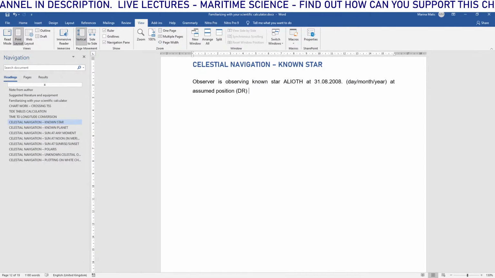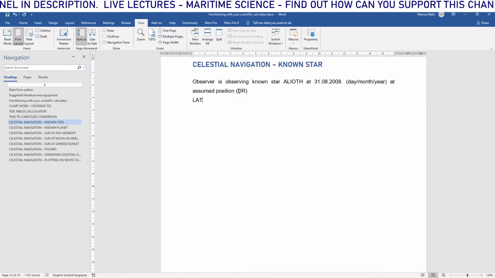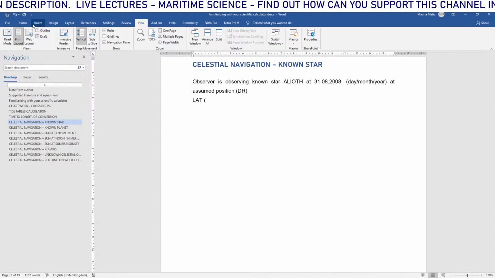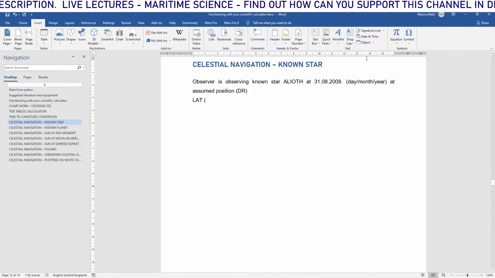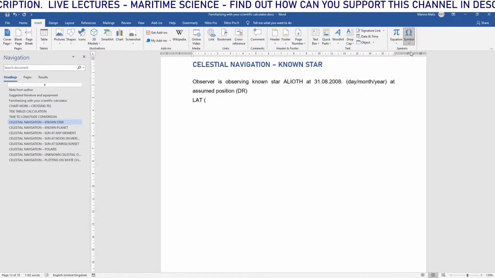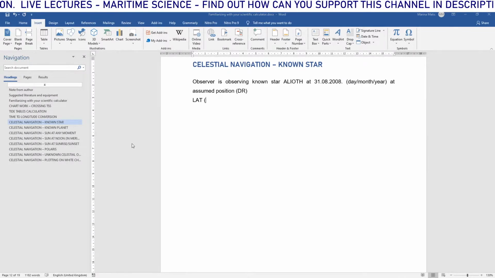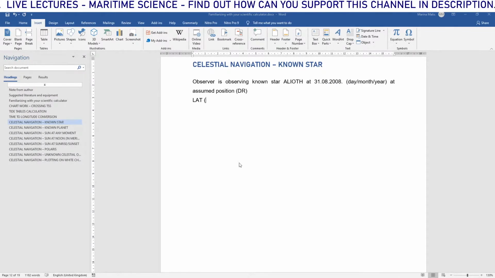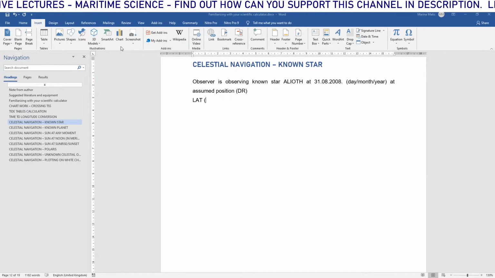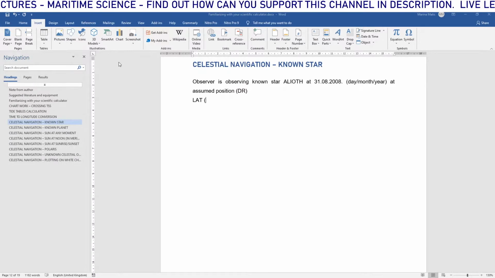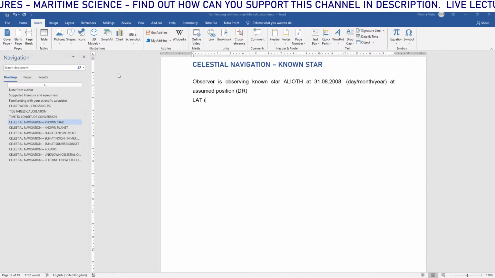So our assumed position is, and I'm going to split it, latitude. Now, because the course is usually attended by Croatian and foreigners, I need to find where is phi. Let's see, can I find it quickly? If I cannot find it quickly, it should be under Times New Roman.